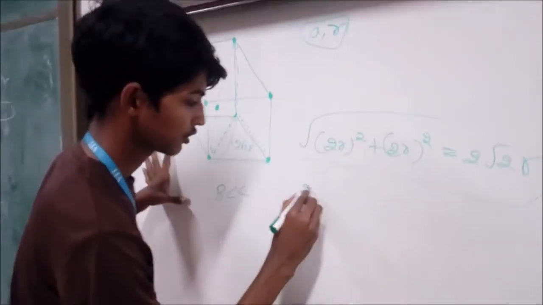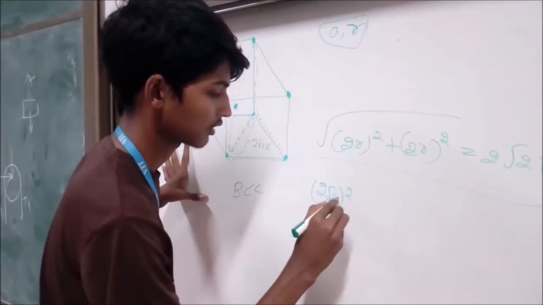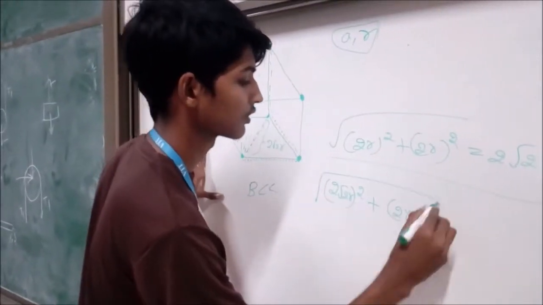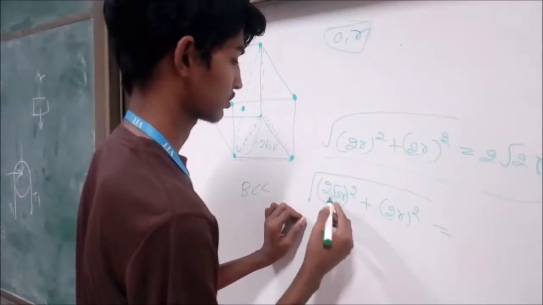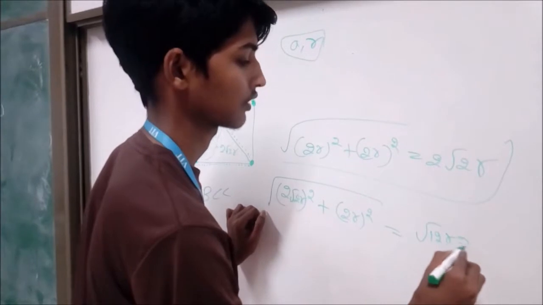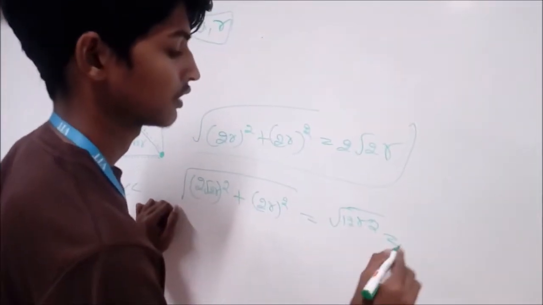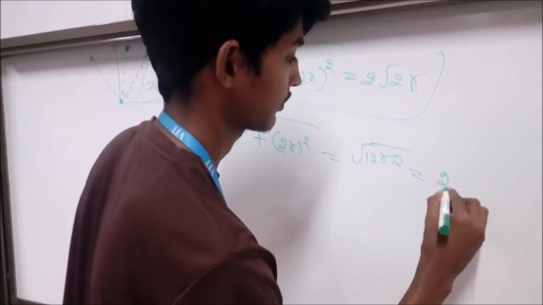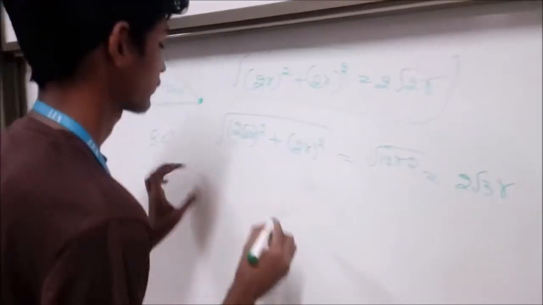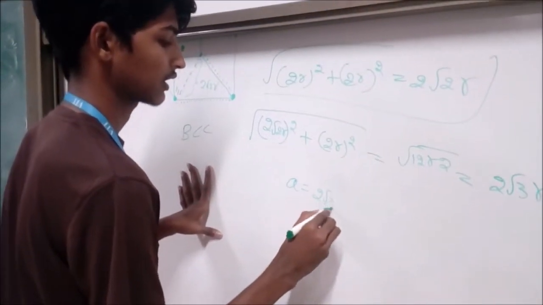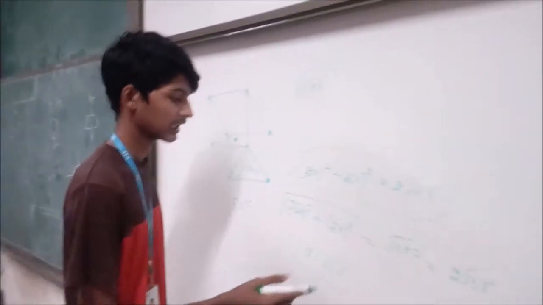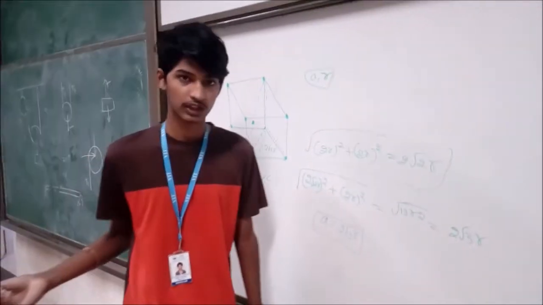In this triangle, it becomes the square root of 2 root 2R whole square plus 2R whole square, which is 8R square plus 4R square, 12R square, and the square root of 12R square is 2 root 3R. Therefore, A is 2 root 3R in the case of a BCC. So this is how we get the relation between A and R for different unit cells. Now my friend will continue on to the next topic.